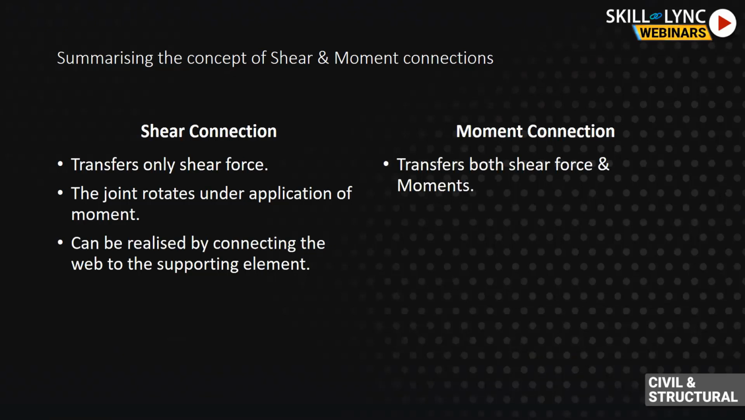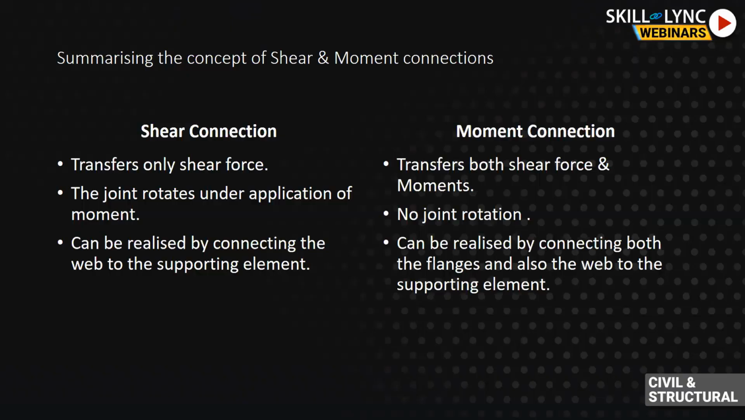For a moment connection, it will transfer both the shear force and the moments. The joint will in no case rotate under the application of forces. The resistance to rotation provides the moment connection with its ability to resist the moments. The moment connection can be realized by connecting the flanges and also the web to the supporting element. So the main difference and the detailing requirement of both are clear.